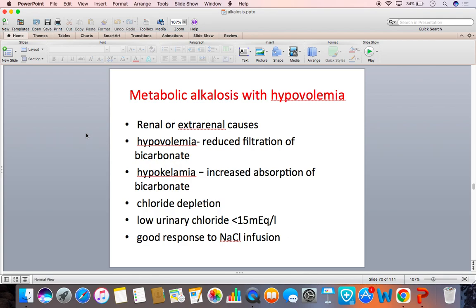As we mentioned, what are the extrarenal causes? That is emesis and diarrhea. What are the renal causes? Diuretic administration, associated with reduced filtration of bicarbonate. Hypokalemia with increased absorption of bicarbonate. Hypovolemia results in reduced filtration of bicarbonate, in order to retain bicarbonate. Hypokalemia is also the increased absorption of bicarbonate. This again results in alkalosis. There is chloride depletion and low urinary chloride and good response to sodium chloride infusion.